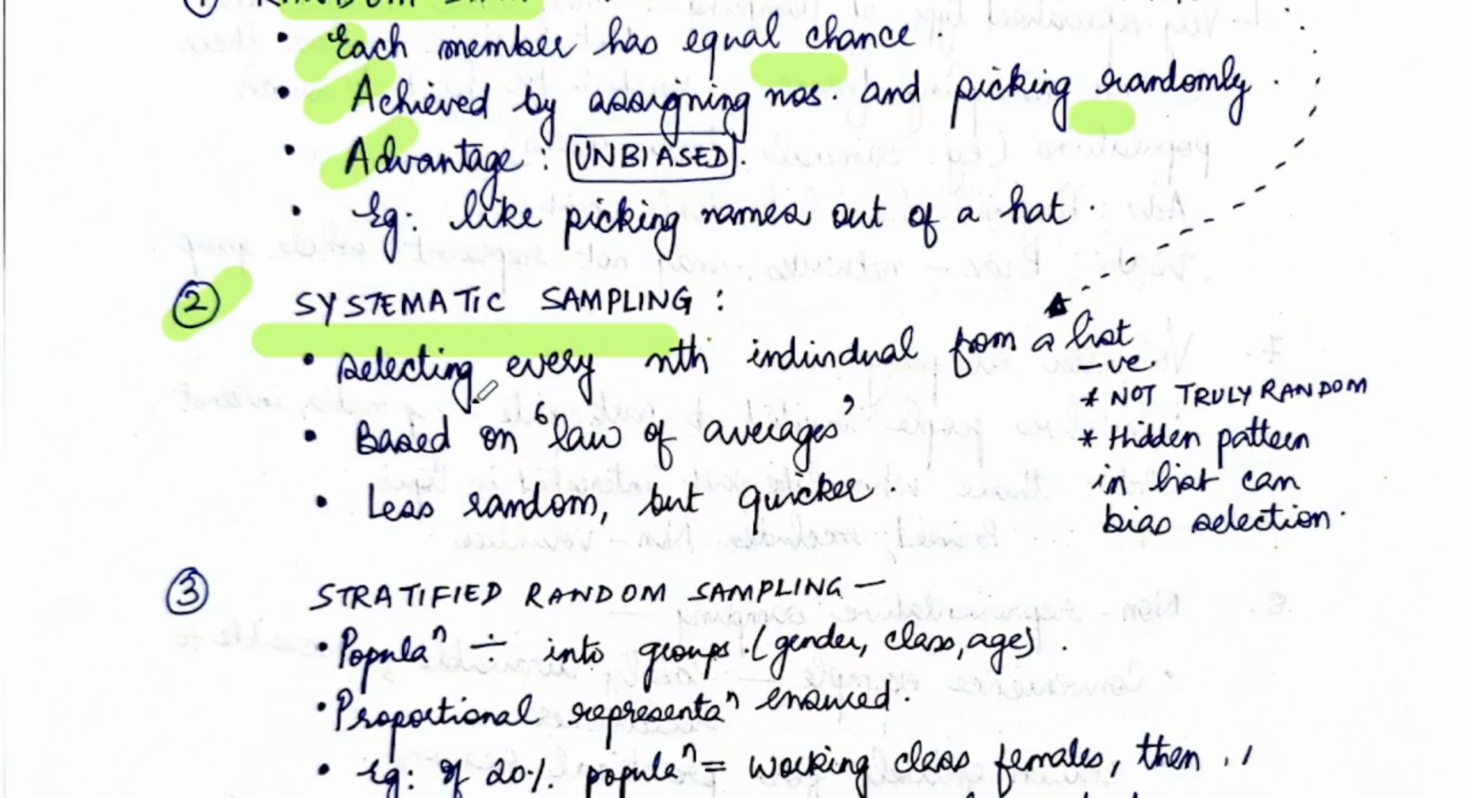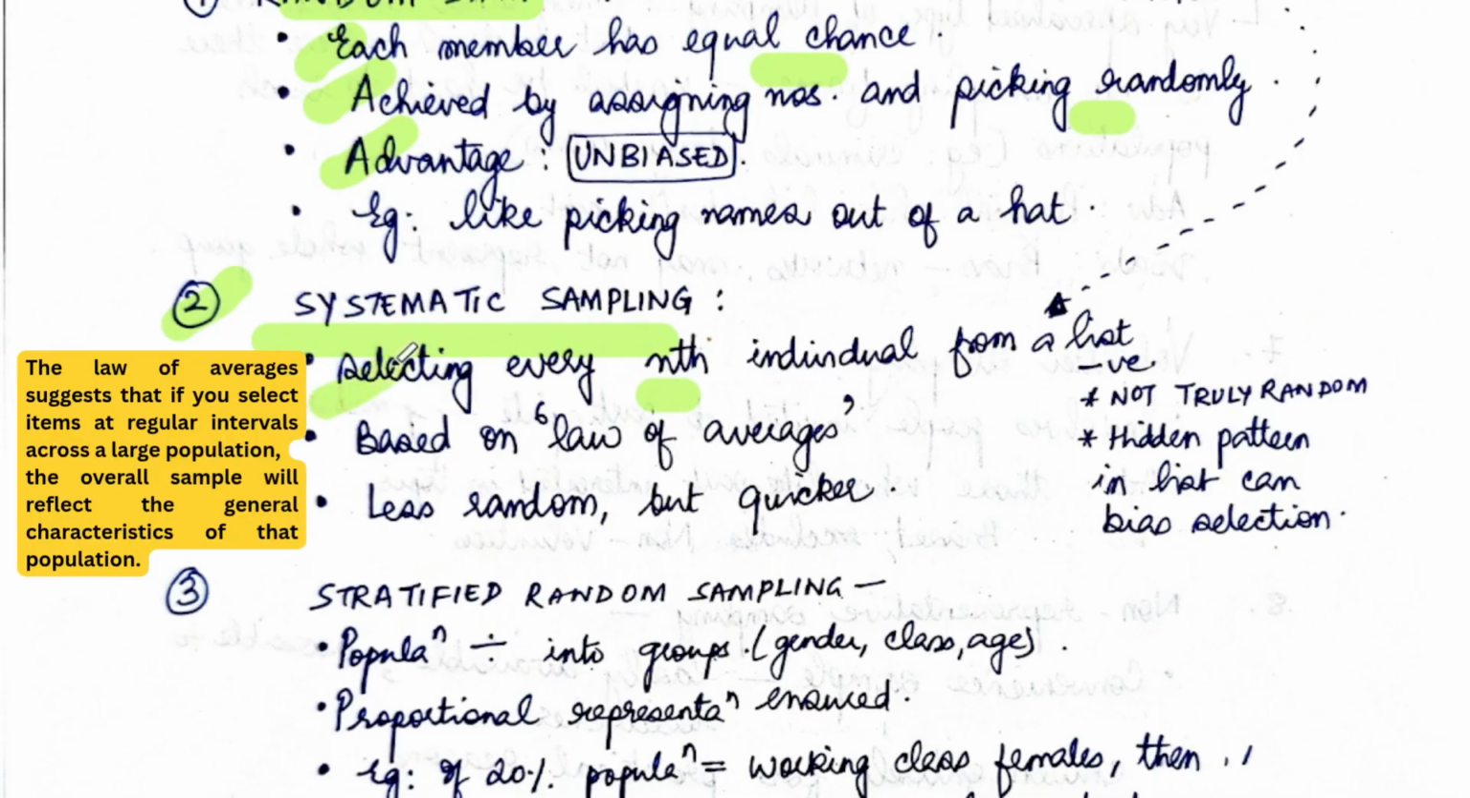Systematic sampling is one wherein we select every nth individual from a list. For example, the 10th name on the voter list. It is based on the law of averages. It is less random but quicker. So it is easy, it is quick, it is efficient, but it is not truly random. If there are hidden patterns in the list, like alternating male-female names, then that can cause bias in the selection.